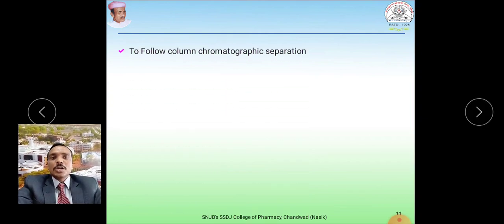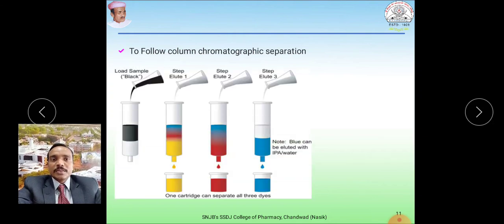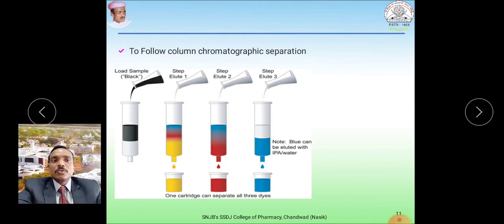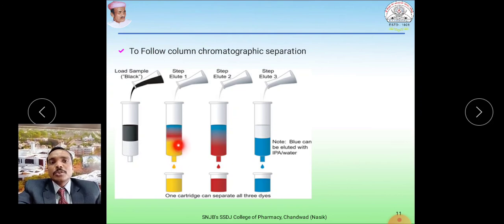The next is to follow the column chromatographic separation. This is again one of the important aspects of TLC, a very important application, to follow the column chromatographic separation. Whenever chromatographic separation takes place using a column, you can see the figure here. While separating this one component, we have to check whether we are collecting only the yellow colored solution or not. So at this time you have to take the TLC of this solvent.